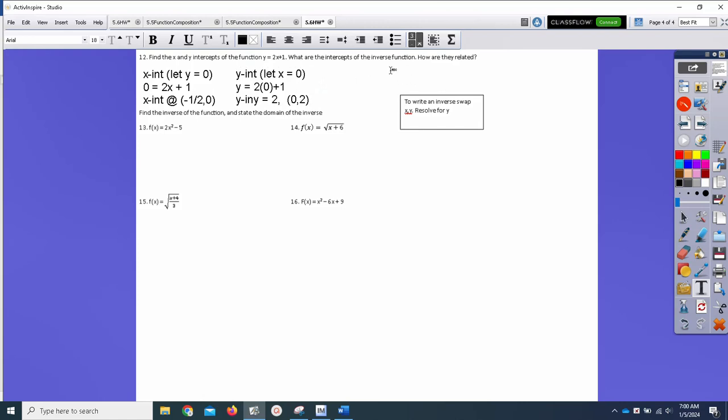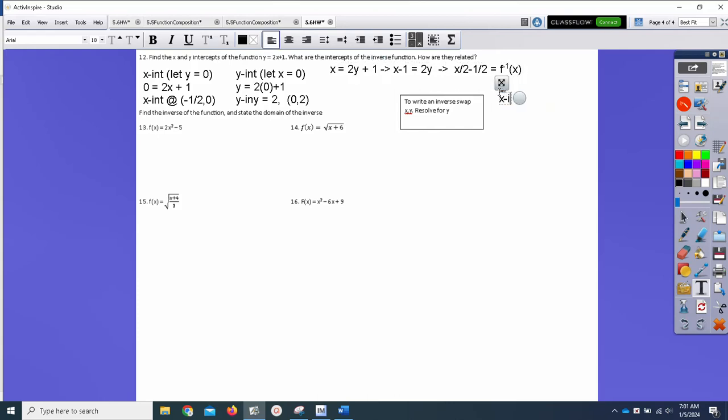Now, this thing also wants to know the intercepts of the inverse function. So I'm going to write the inverse function. X is 2y plus 1. I'm going to subtract that 1. X minus 1 equals 2y. Divide by 2. And use the correct notation. Cool, there's my inverse function.